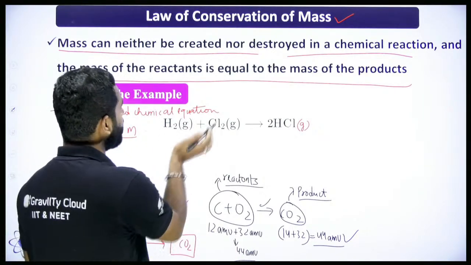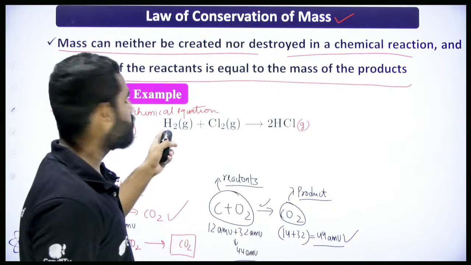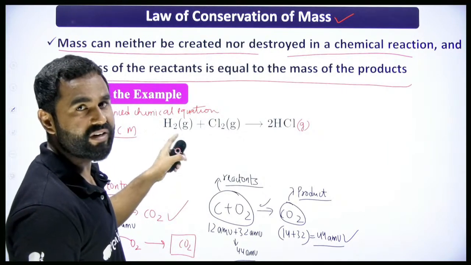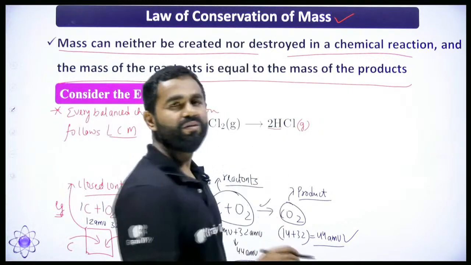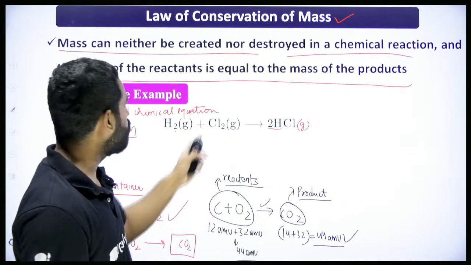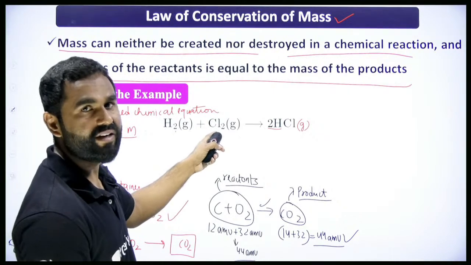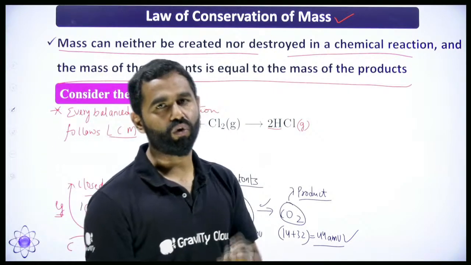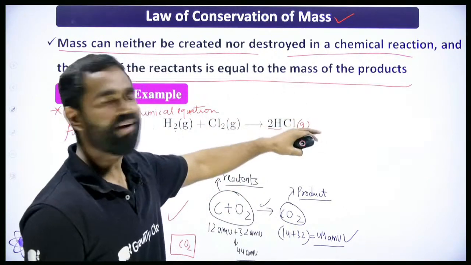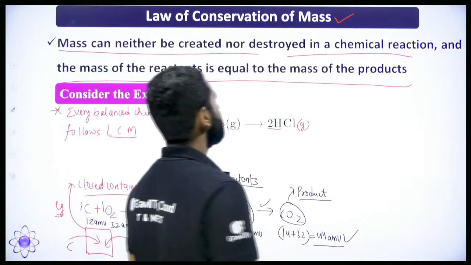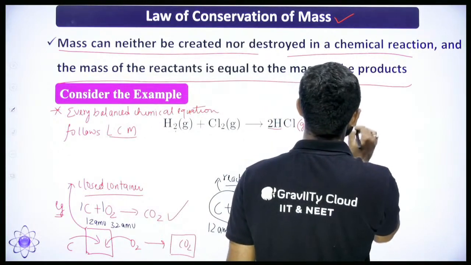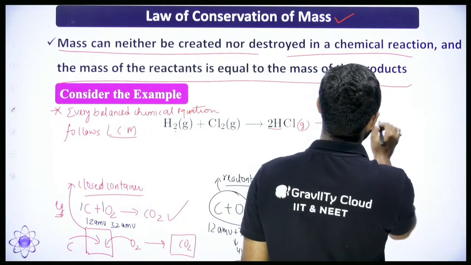Here you see on the reactant side we have H2 molecule which contains 2 hydrogen atoms. On the product side we have 2H, means hydrogen is balanced. On the reactant side we have 2 chlorine atoms, right? 1 chlorine molecule contains 2 chlorine atoms. On the product side we have 2Cl, means 2 chlorine atoms. So balanced reaction. This is balanced equation.